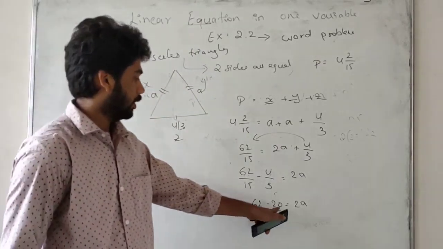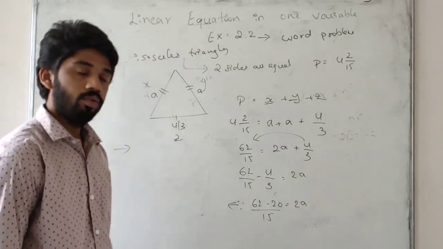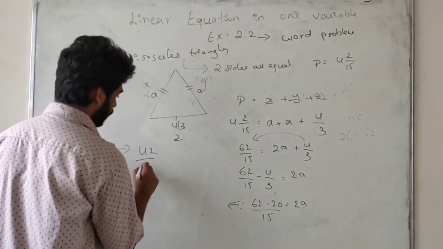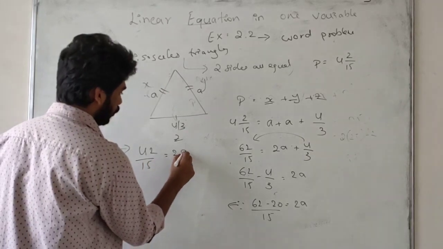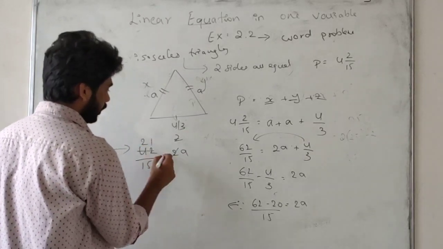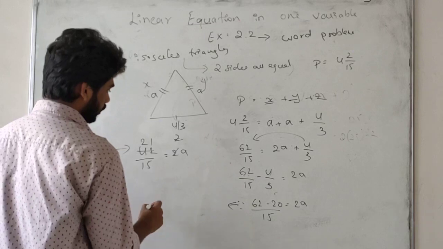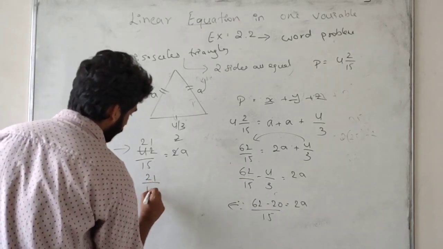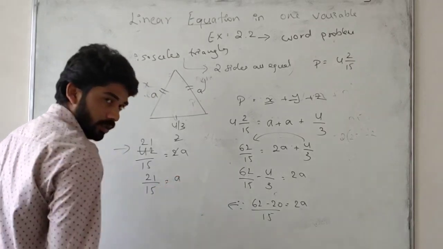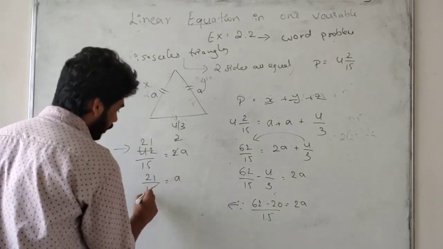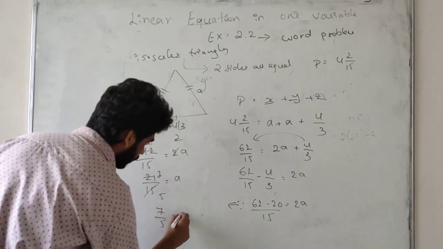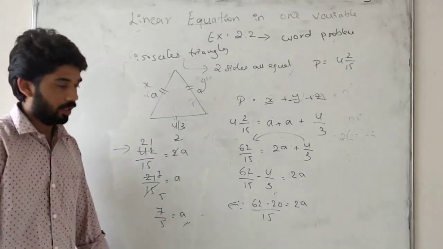So students, 62 minus 20. 62 minus 20 means how much? 42/15 is equal to 2a. So a is 21/15. Again divide: 3 fives are 15, 3 sevens are 21, so 7/5 is equal to a. This is the required answer.